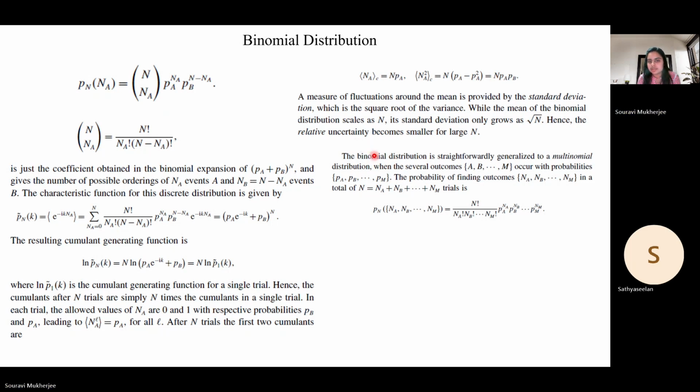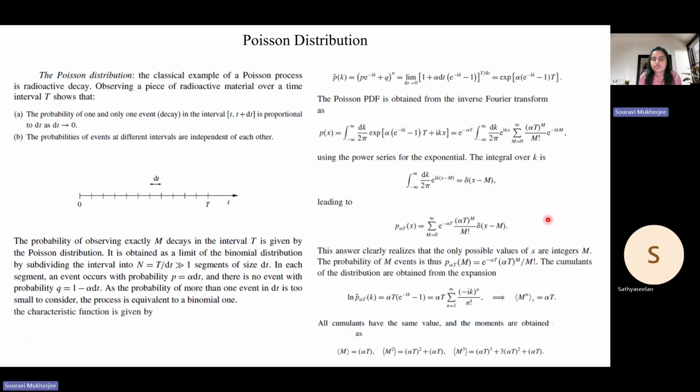Now, the binomial distribution can also be extended to multinomial, and then you would just have a similar form but with more terms. Now, an extension of the binomial distribution can happen under certain conditions, and then it becomes a Poisson distribution. So when does it change to a Poisson distribution?